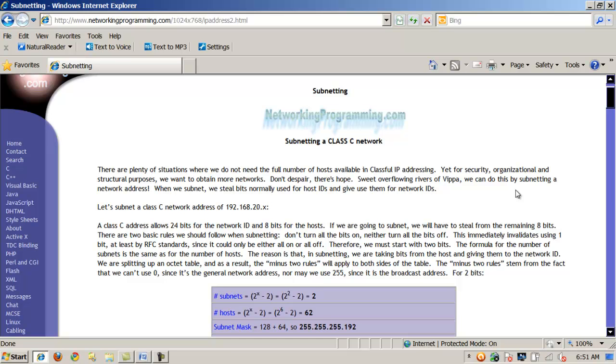However, if you can limit that traffic to a subnet or network, and then connect those subnets and networks via routers, you can contain all of that broadcast traffic onto a particular subnet. So let's take a look at some examples of subnetting.